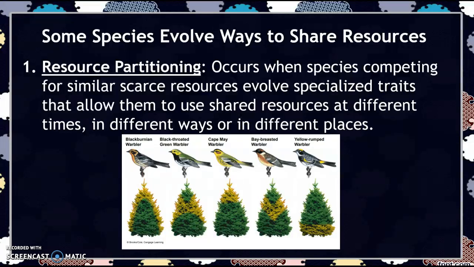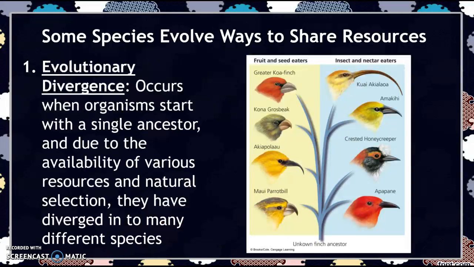So we have these finches or warblers down here. And if you can see from the image, these warblers all focus at a different part of the tree. So no two species are actually eating the same areas of food. So they're all specialized for whatever portion of that tree that they're focusing on.